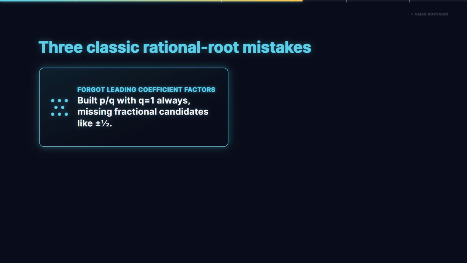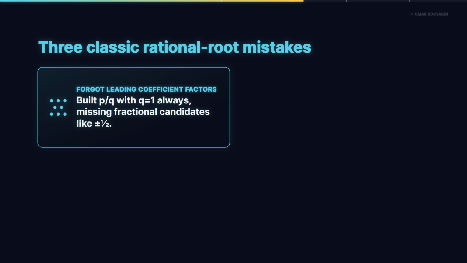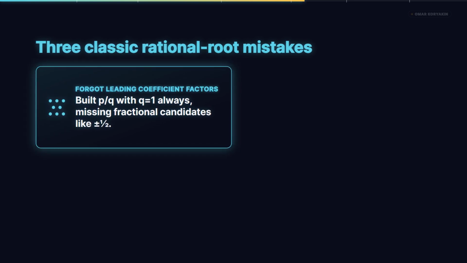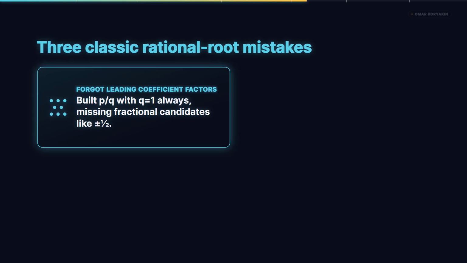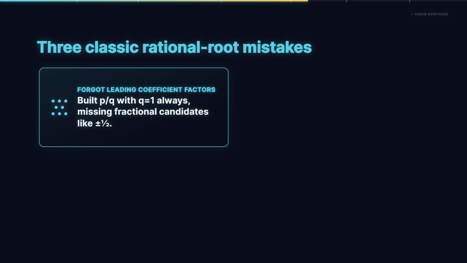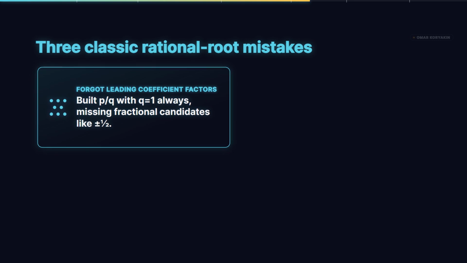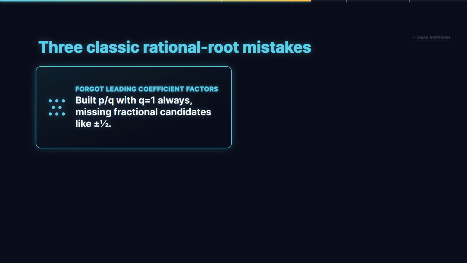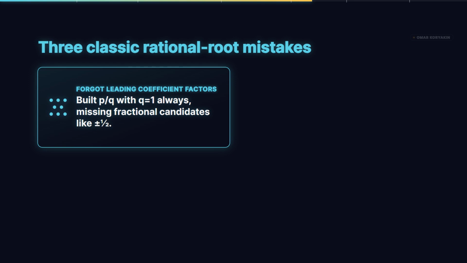A student looks at 2x^3 - 3x^2 - 8x - 3, sees constant -3, and writes the candidates ±1 and ±3, missing the fractional candidates like ±1/2 and ±3/2 that come from leading coefficient 2. The fix is to always identify both the constant factors for p and the leading coefficient factors for q, and to enumerate every ±p/q combination explicitly. The fractional candidates are real candidates and must be tested.